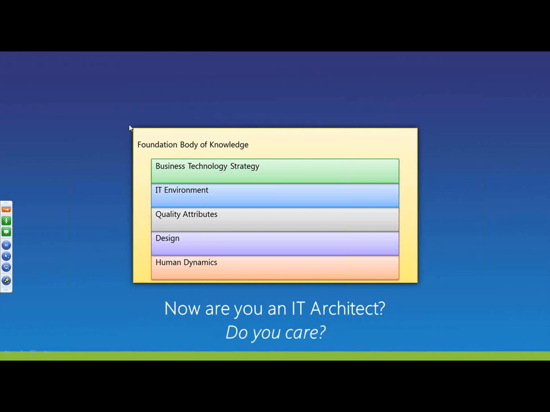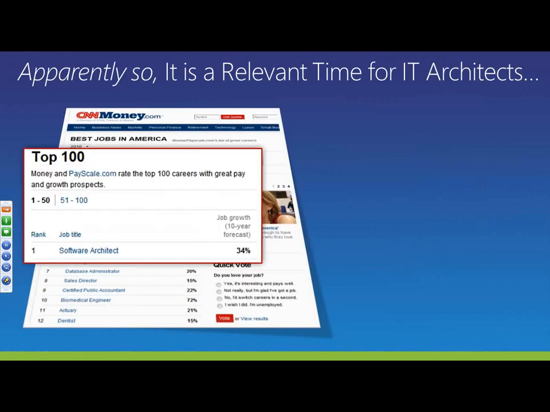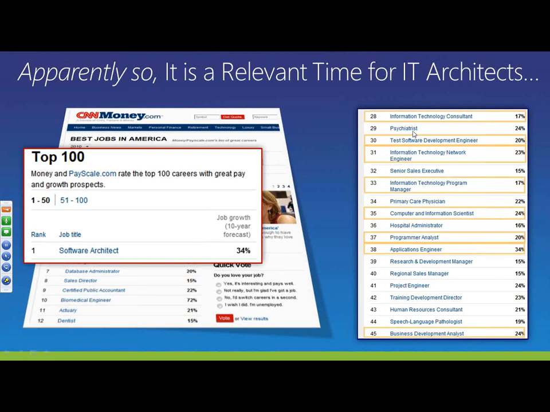And don't answer it, because that's a loaded question on purpose. The reality is you do care. You want to know why? If you take the CNN Money survey from 2010, software architect was the number one job. It was rated number one. Who did it compete against? Well, information technologists, psychiatrists, sales executives, primary care physicians at 34. Yeah, guess what? We do care.